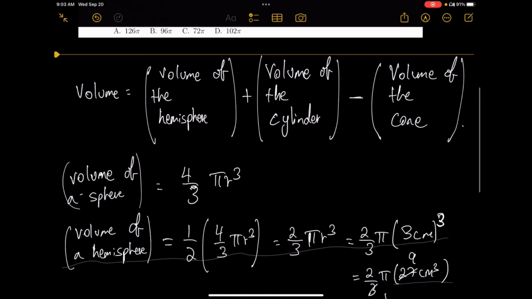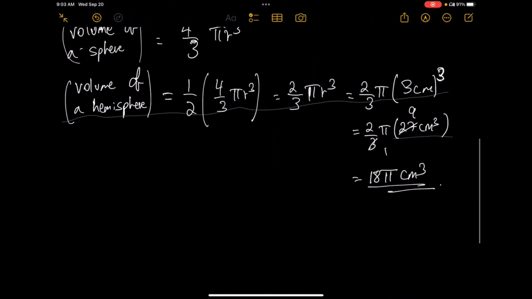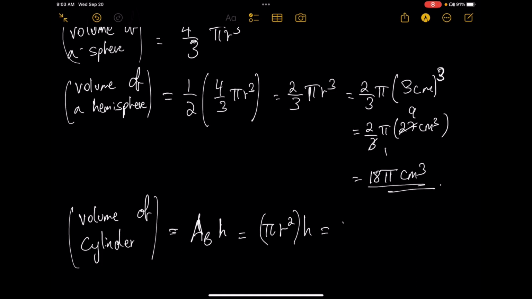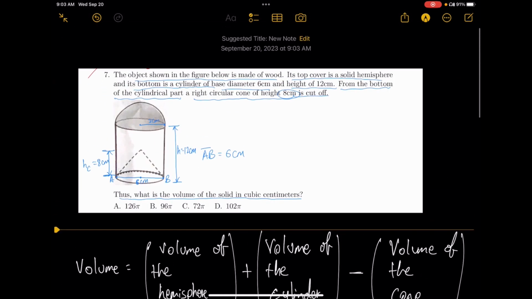Now what is the volume of the cylinder? The volume of the cylinder is the area of the base times height. That is how we calculate the volume of a cylinder. So what is the area of the base? Since it is a circle, it is pi r squared. Since it is a circle, it is pi r squared times height h. So pi, what is the radius of the cylinder?